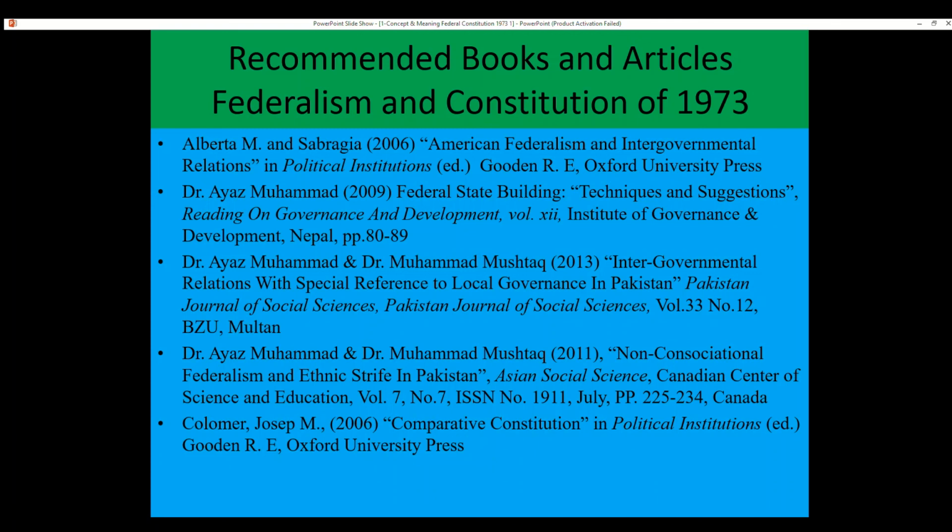And Non-consociational Federalism and Ethnic Strife in Pakistan. And fourth is Comparative Constitutions and Political Institutions, an article by Colomer Josep, in the book Political Institutions, edited by Robert Goodin, published by Oxford University Press. So these are the books for reading.